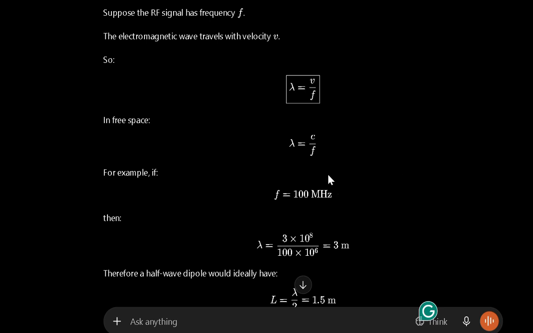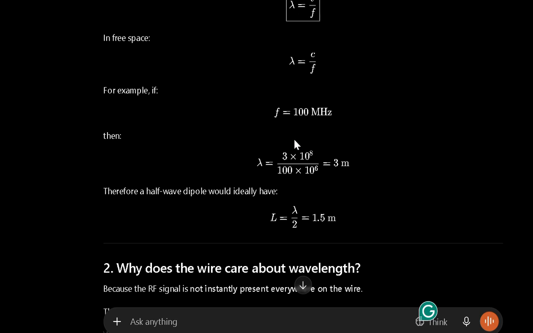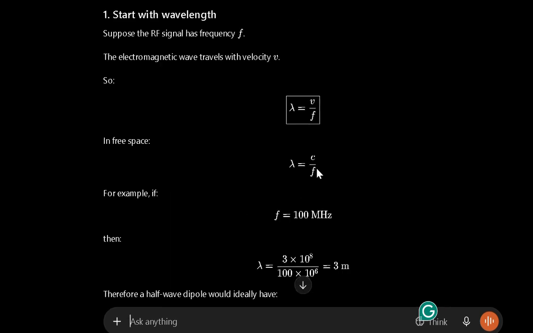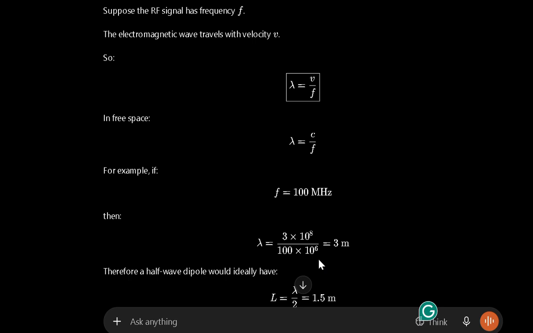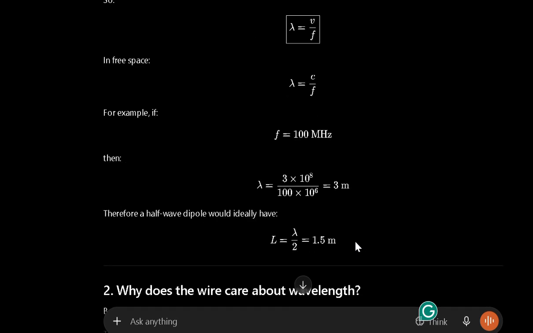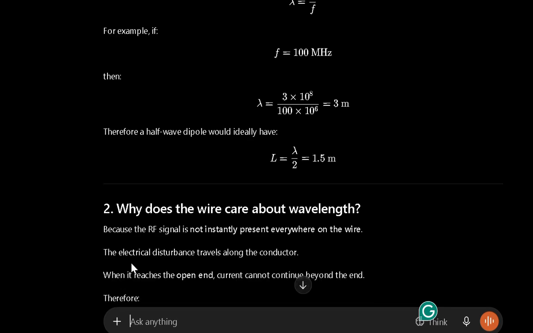C means the speed of light: 3 into 10 power 8, divided by 100 into 10 power 6, since megahertz means 10 power 6. So, micro, mega, and giga. Therefore, a half-wave dipole would ideally have L equal to lambda naught by 2, which is 1.5 meters. Why does the wire care about wavelength?